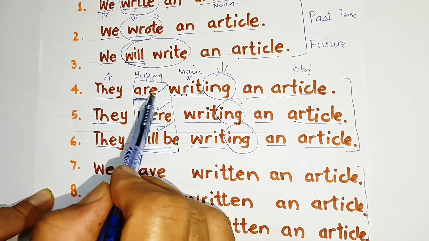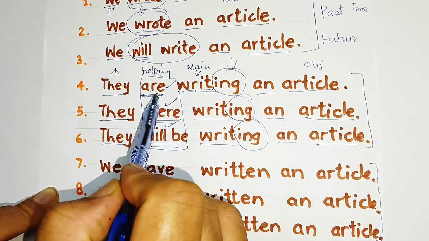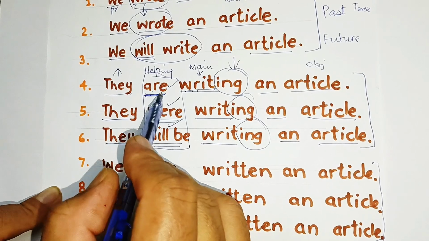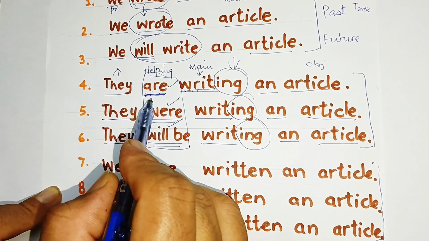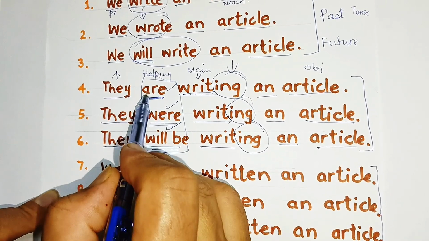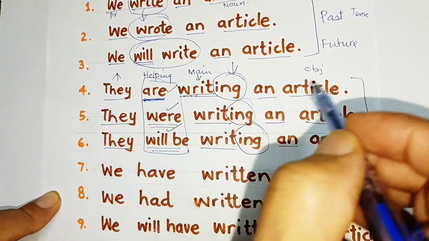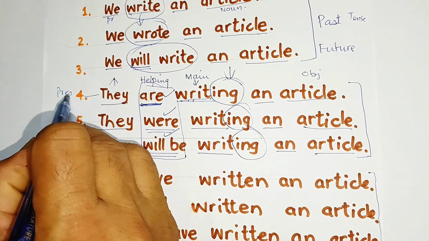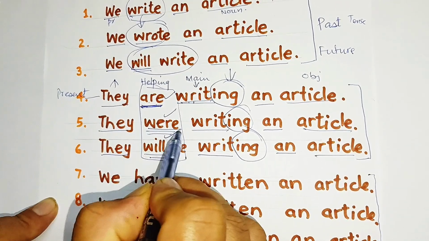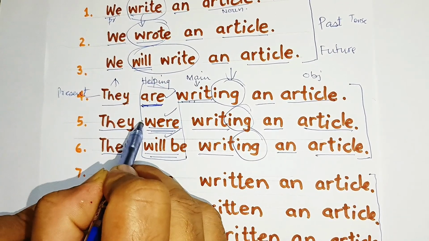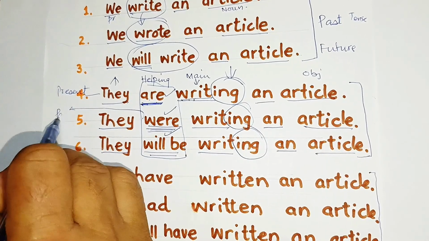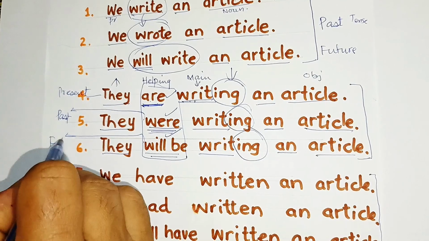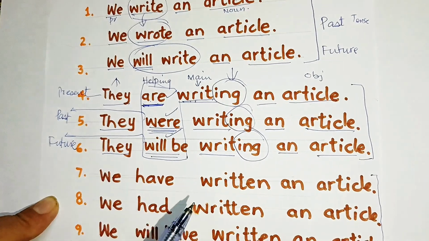Once we have got main verb as well as helping verb inside one sentence, we have to focus on the helping verb in order to understand the tense of that particular sentence. So over here, are is from present form, so this is present tense. Were is the past form of are, so this particular sentence is past. And will is again showing us futuricity of that particular sentence.